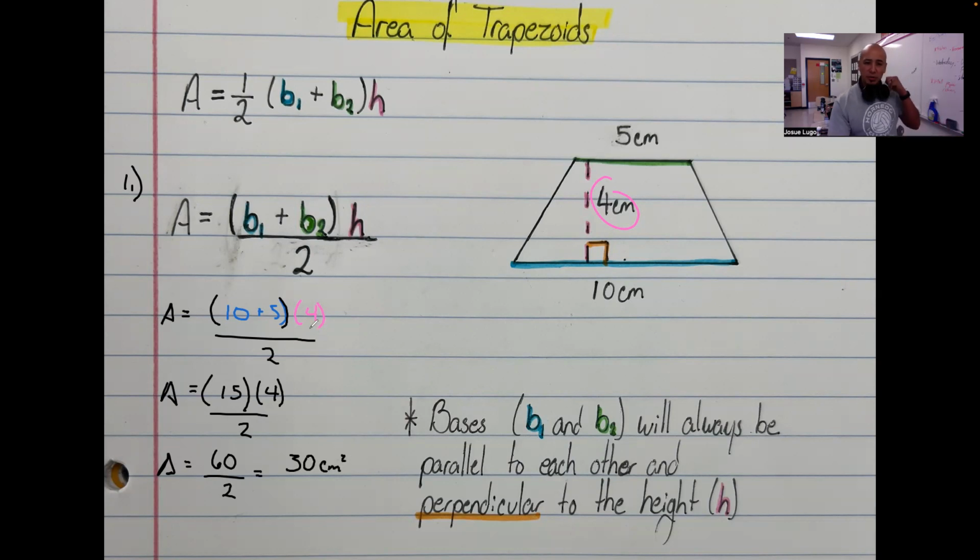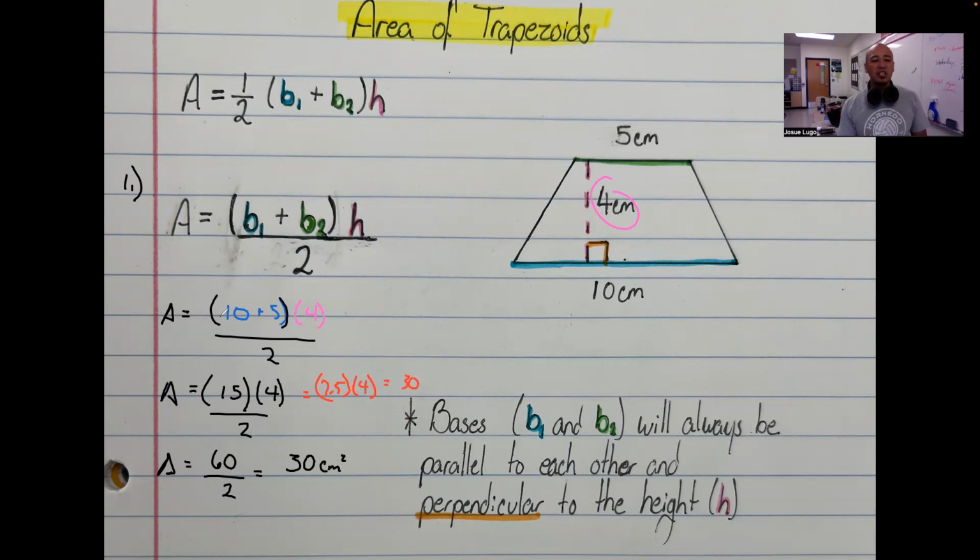So again, ladies and gentlemen, we add the bases first. Base 1 plus base 2, so that's 5 plus 10, which is 15. Then we multiply by the height. 15 times 4 is 60, and then divide by 2, that gives us 30. Notice what happens if I divide by 2 first. So 10 plus 5 is 15. 15 divided by 2 would give me 7.5. And 7.5 times 4 actually also gives me 30.